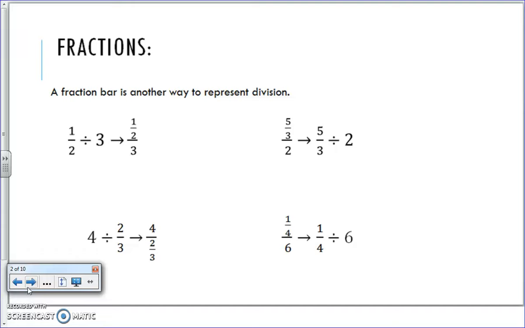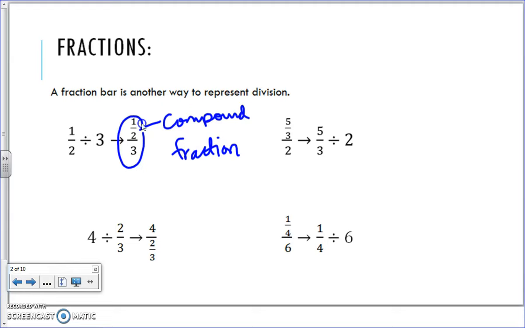But there's also different ways to represent division. You can represent division through what's called a compound fraction, where another fraction bar takes the place of the division sign. So, for example, 1/2 divided by 3 is the same as saying 1/2 over 3. Or 5/3 divided by 2 is like 5/3 over 2.